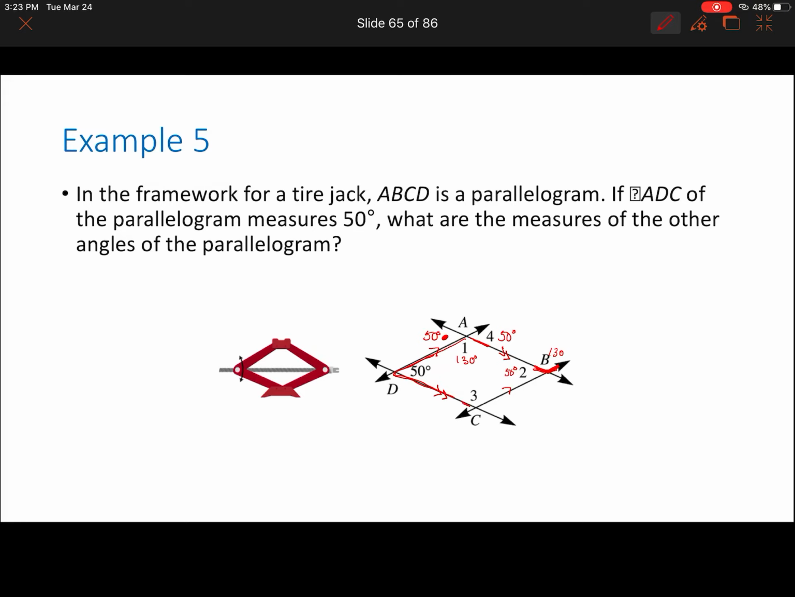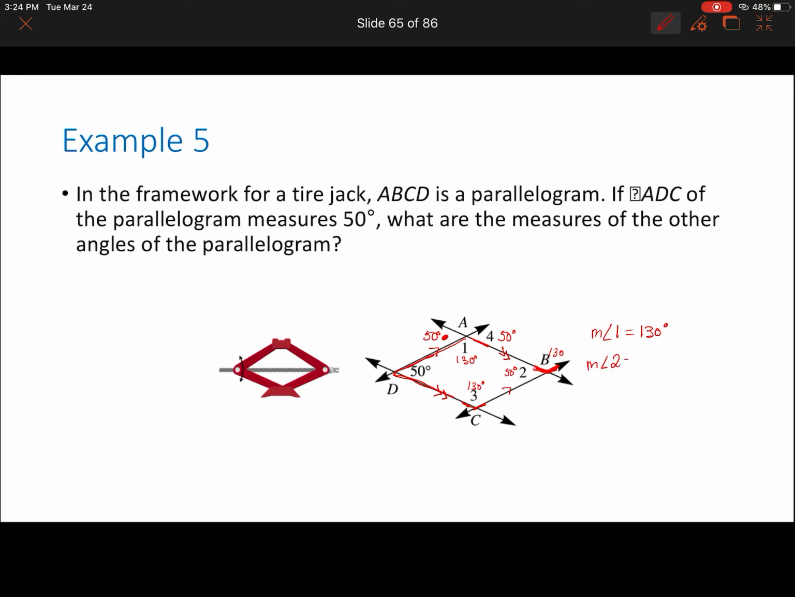And if it's 130, then this angle out here, where this B is, is also 130. And it's corresponding to angle 3, so angle 3 must also be 130. And so because we know about alternate interior, corresponding, and vertical angles, we can identify the measure of each of these. So let's write some of this out.